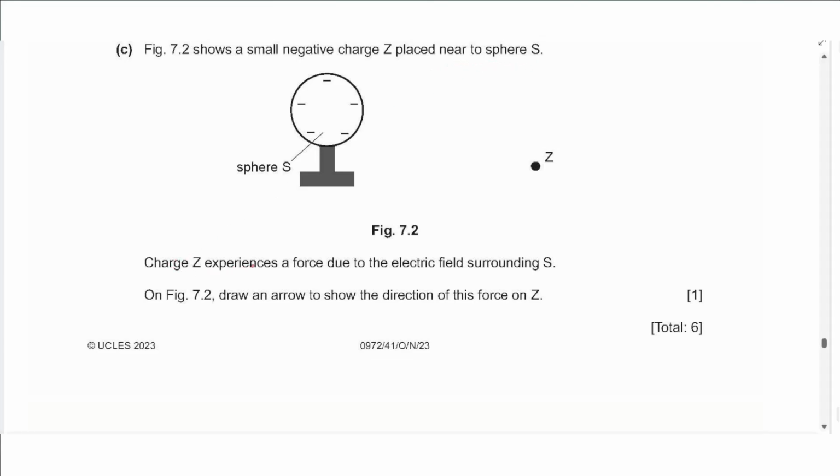Question C says figure 7.2 shows a small negative charge Z placed near to sphere S. Charge Z experiences a force due to the electric field surrounding S. On figure 7.2, draw an arrow to show the direction of this force on Z. So it is a negative charge and the sphere is negatively charged, so it's repulsion, and it comes from the center of the sphere, so the arrow is pointing away from the sphere in this direction. You can use a ruler to point from the center of the sphere away from Z.